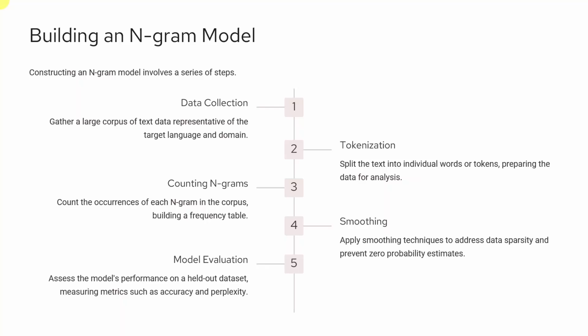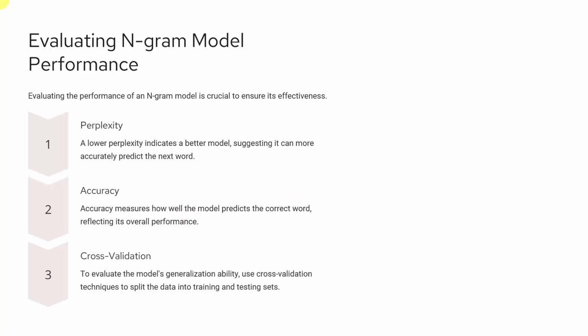After generating the frequency table, to address the data sparsity problem, we use smoothing techniques to prevent zero probability estimates. After completing all the steps, we evaluate the model. We evaluate the performance of the model by using accuracy and perplexity. These are some of the evaluation parameters for the n-gram model, which will be helpful to identify whether the model is predicting the correct word or not, and it will reflect the overall performance.